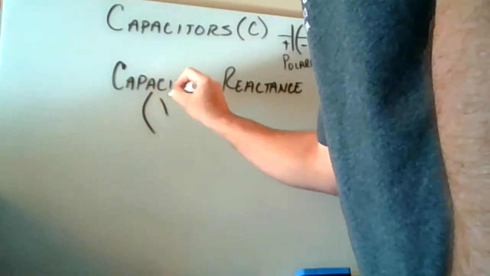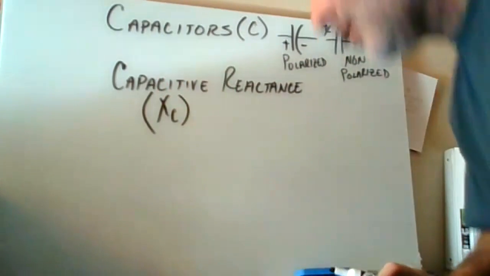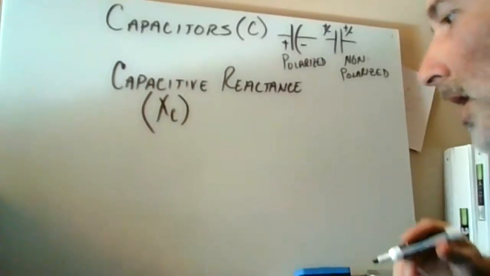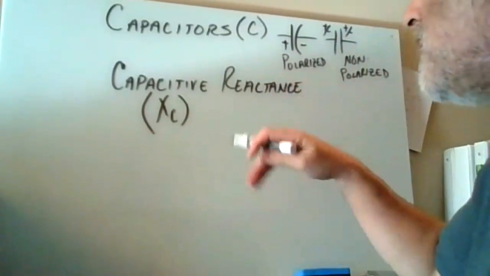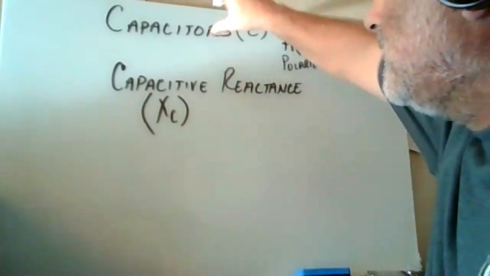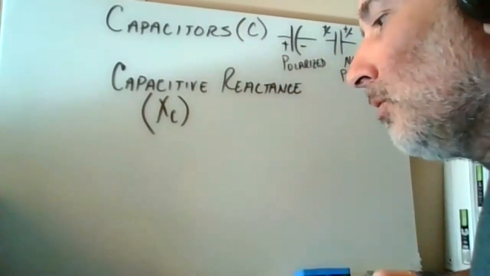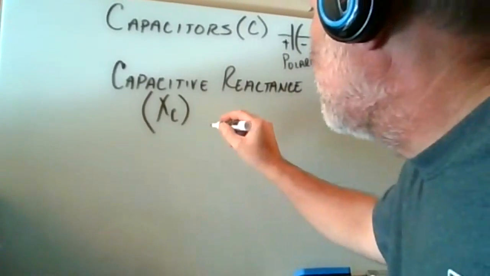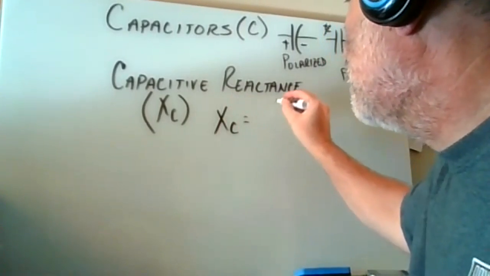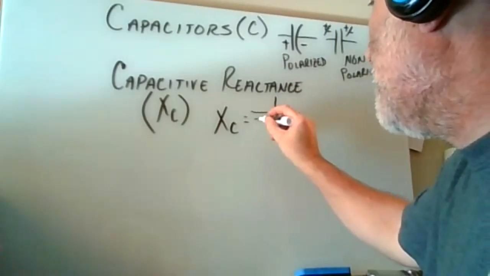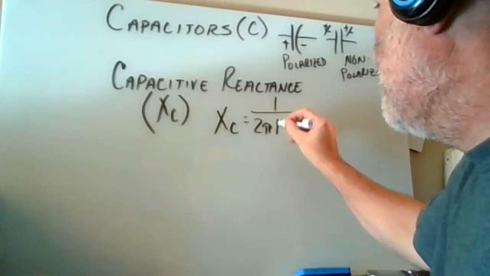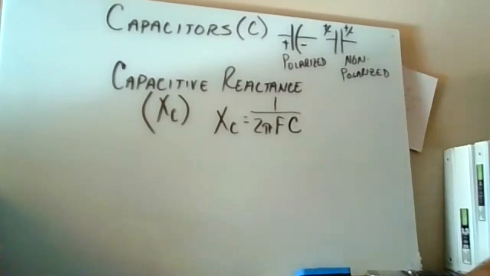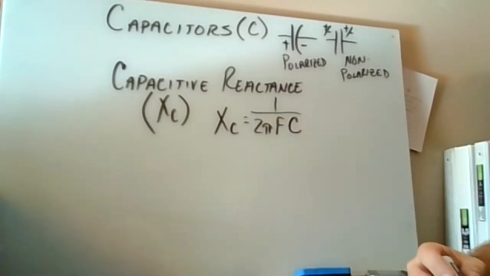Which is X of C, okay? And this will express the capacitive reactance of my capacitor, and the answer will be in ohms. Could be K ohms or whatever. X of C is equal to 1 divided by 2 pi times the frequency times the capacitance. Remember I said that 2 pi f we were going to use somewhere? Here's where we're going to use it.